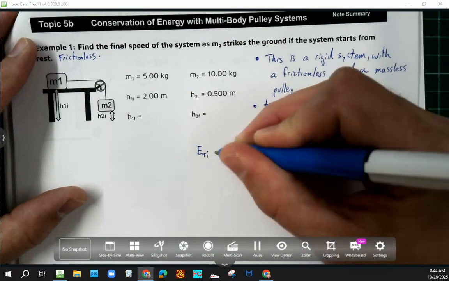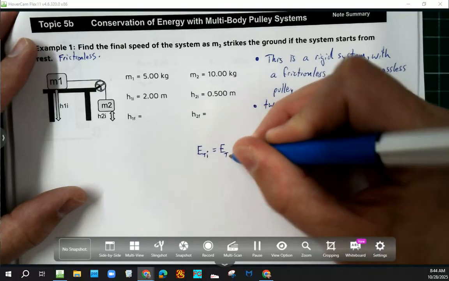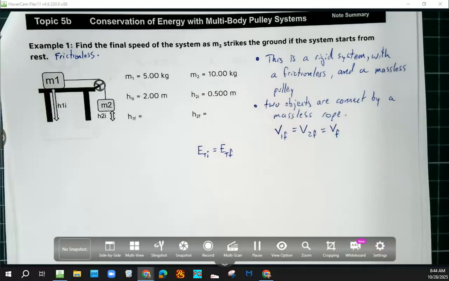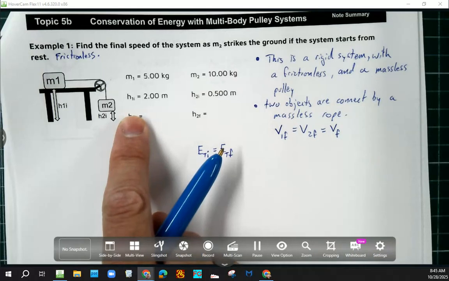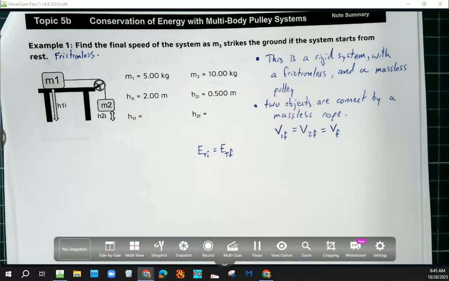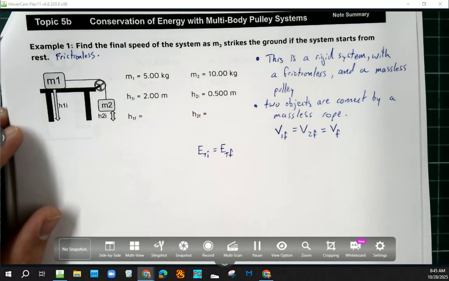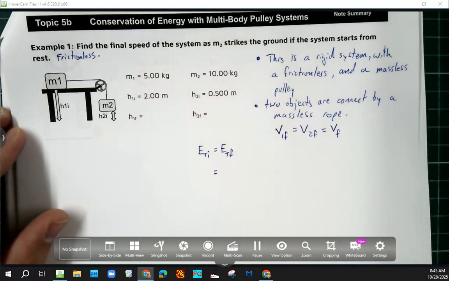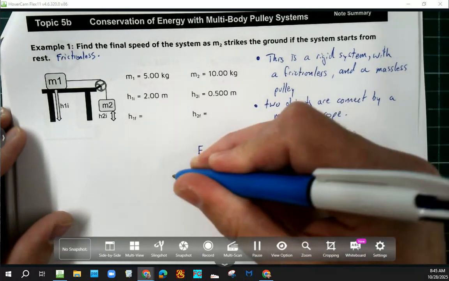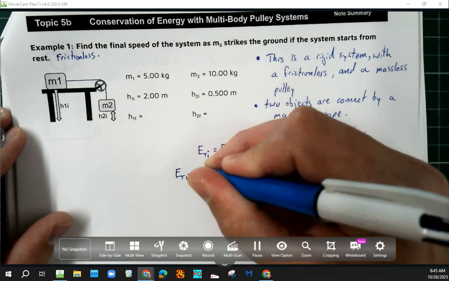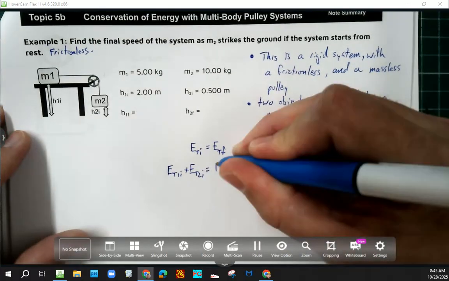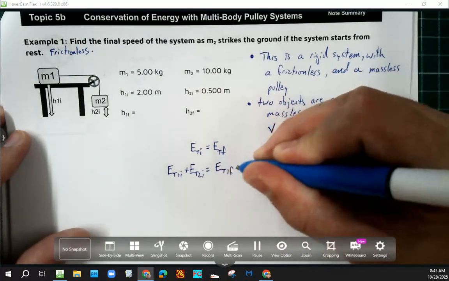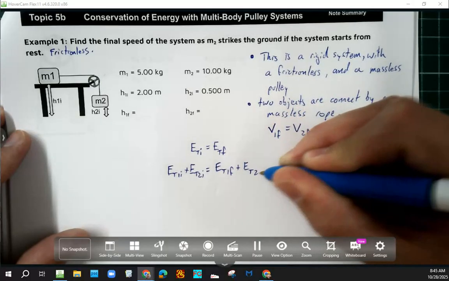I'm going to write E total initial equals E total final in the very first row. Notice that I'm not writing E total 1, E total 2, because I'm using the 1 and 2 indices to identify object 1 and object 2. I'm going to use I and F to identify before and after. We've got to be careful about that, because we've got two objects both experiencing a before and after. But if I expand this out, I can say that I've got E total 1 initial plus E total 2 initial equals E total 1 final plus E total 2 final.